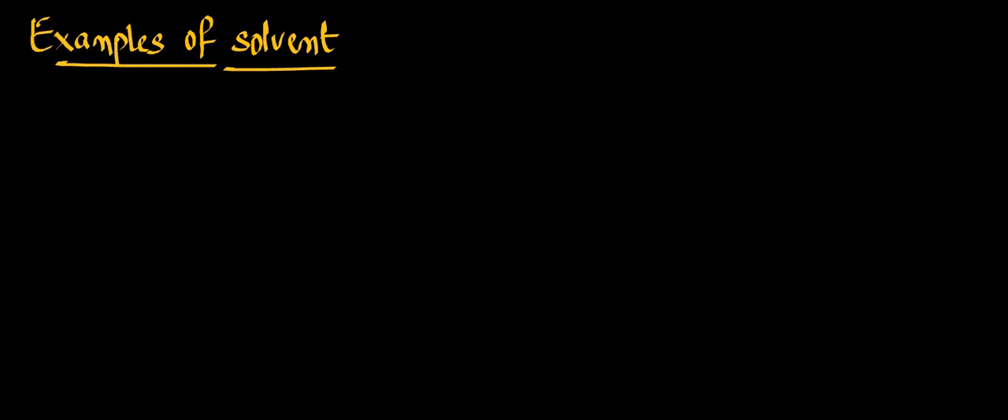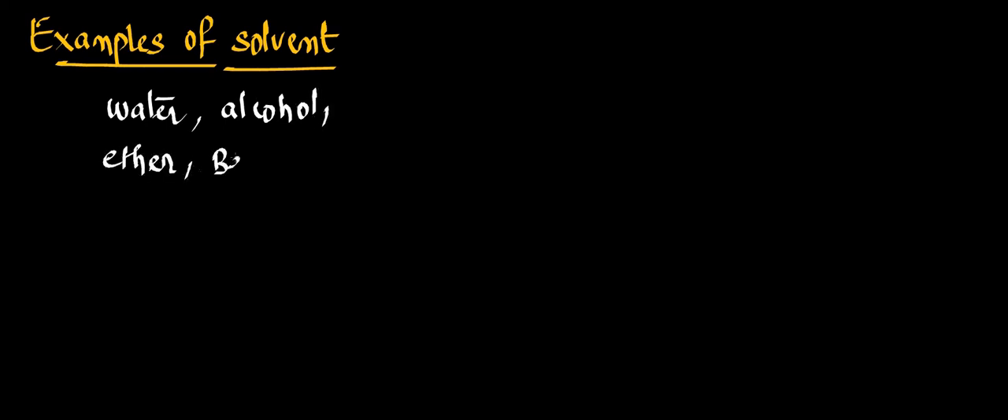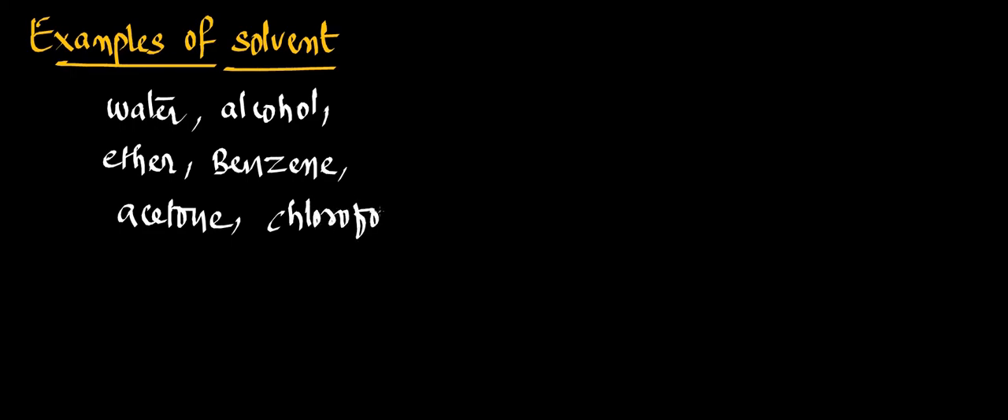Now we will see certain examples of solvents which are suitable for the crystallization process. We can select water, alcohol, ether, benzene, acetone, chloroform, and carbon tetrachloride. So these are some examples of solvents which are suitable for the crystallization process.